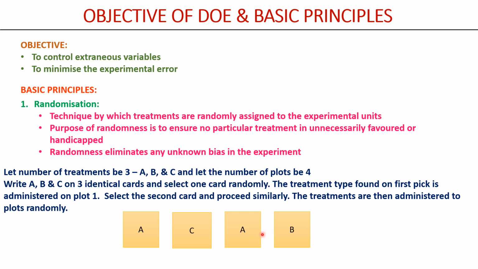So randomness is a very important tool which will remove bias in the experiment. There is nothing called favoritism. There is nothing like, this particular plot I need to put as A, this particular plot I need to put as B. Nothing is fixed beforehand, and it removes this concept of bias, which makes the experiment more transparent and viable. Let's look at the other principles now.